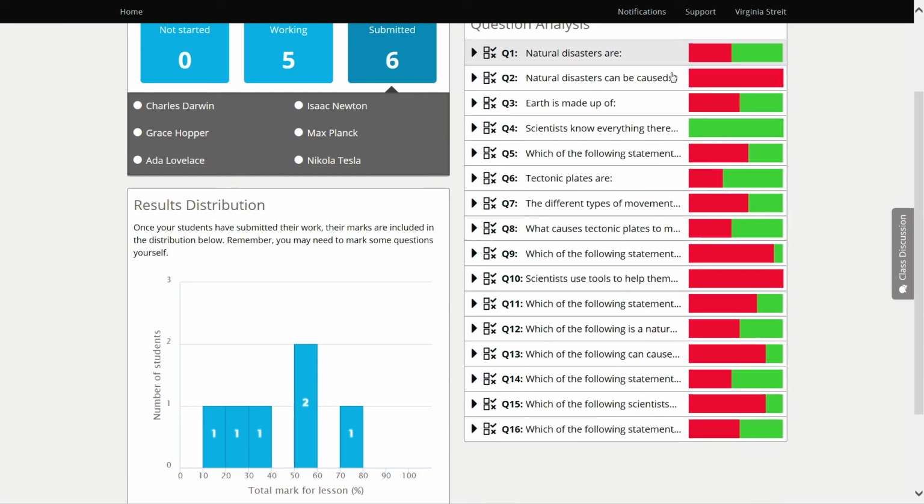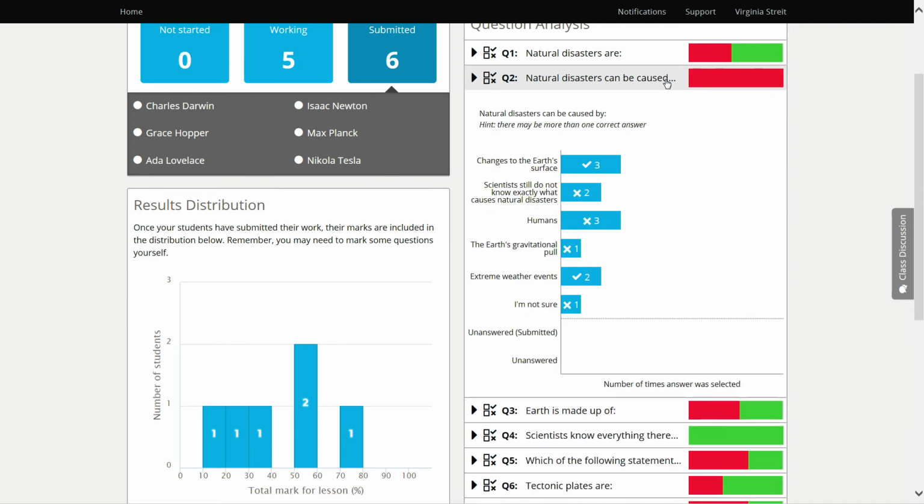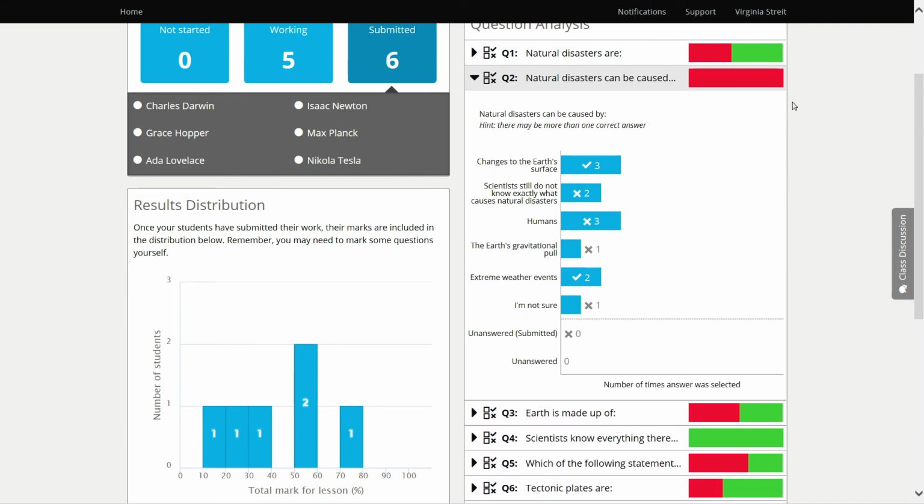The great thing about the color coding is that, of course, it also allows me to instantly see whether perhaps there were questions where the whole class struggled. So, for example, in question 2, this whole bar is actually red, which means perhaps this is a question that I should go back over with my whole class, just to make sure that they understand what natural disasters can be caused by. Again, this was a multiple choice, so students were asked to answer as many answers as were relevant to the question, but there was only one that they actually got right.